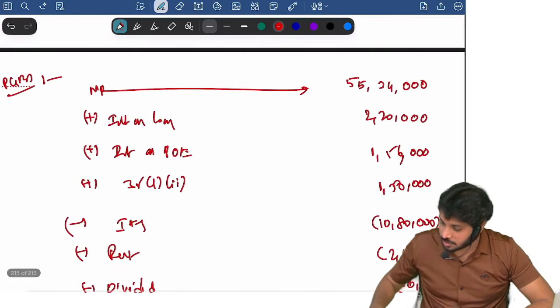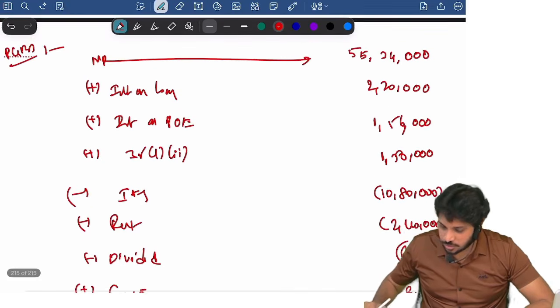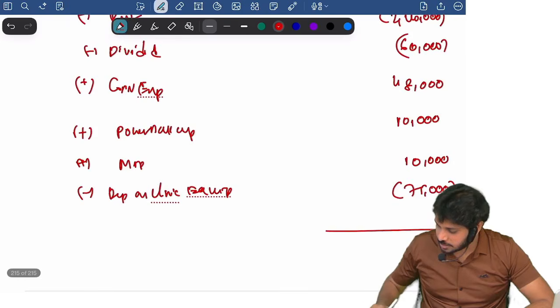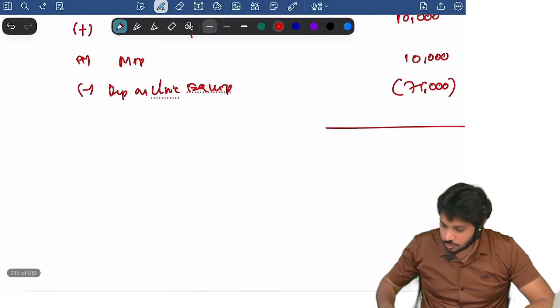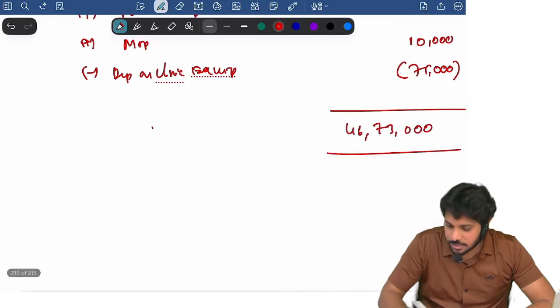What's the PGBP income now? So 55,34,000 plus 2,20,000 plus 1,56,000 plus 1,50,000 minus 10,80,000 minus 2,40,000 minus 60,000 plus 48,000 plus 10,000 plus 10,000 minus 75,000 is equal to 46,73,000. Am I right?